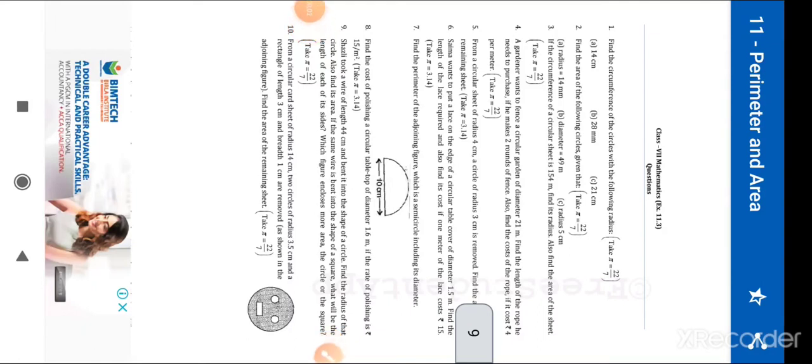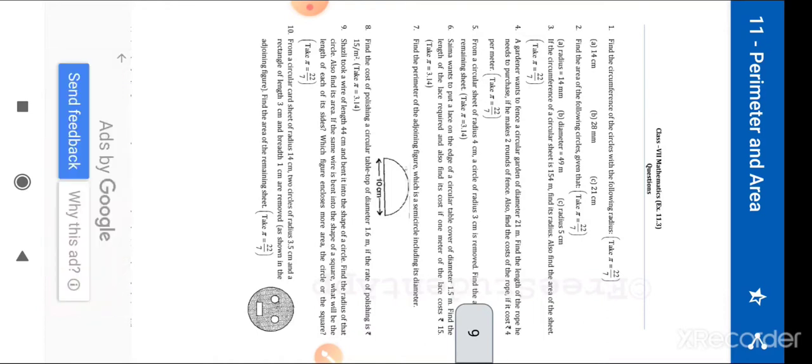Hello students, in this video we will solve exercise 11.3 from question number 4. A gardener wants to fence a circular garden of diameter 21 meter. Find the length of the rope he needs to purchase if he makes 2 rounds of fence. Also find the cost of rope if it costs rupees 4 per meter. Take pi is equal to 22 by 7.